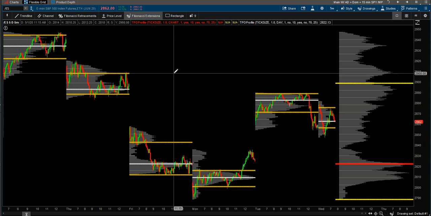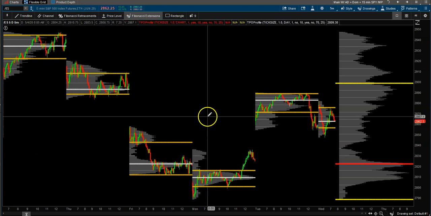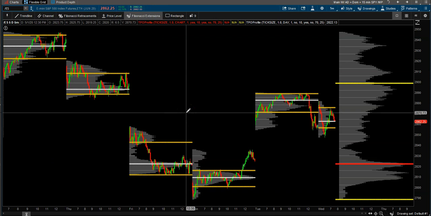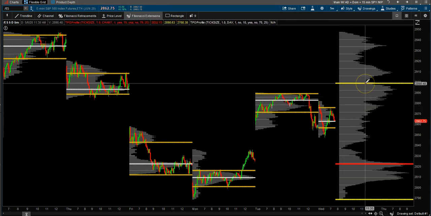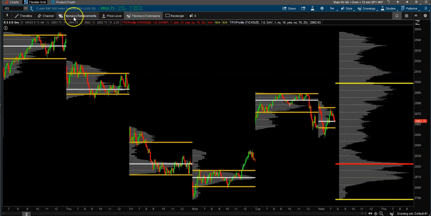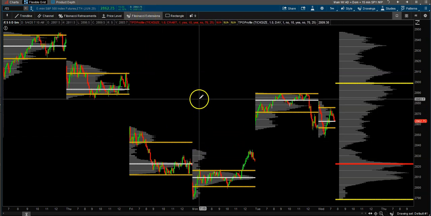So as always, let's jump right into this. In my last video, I talked about using value area high and lows, point of controls, right? With using the Fibonacci retracements. This time we're going to look for support or resistance levels. This time we're going to use the Fibonacci extensions to do essentially the same thing.